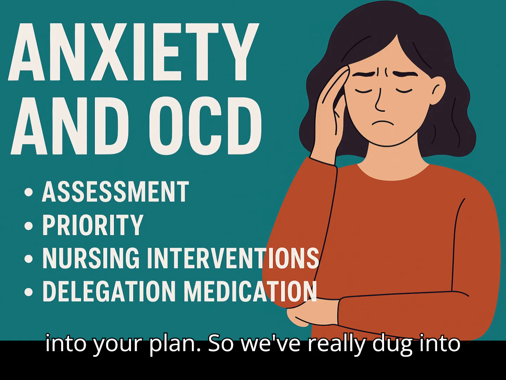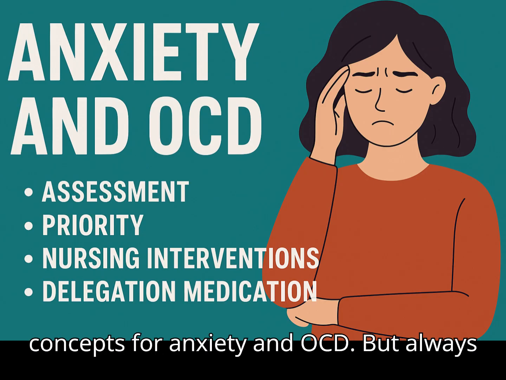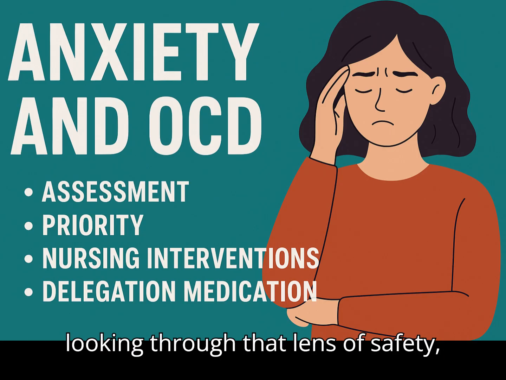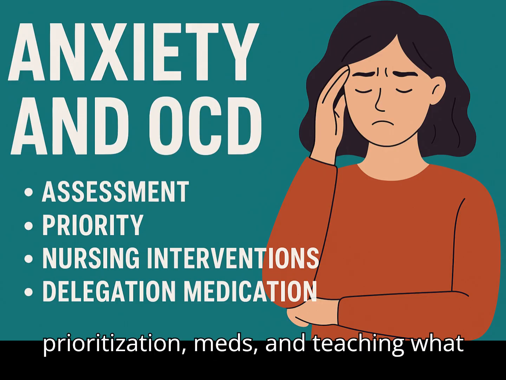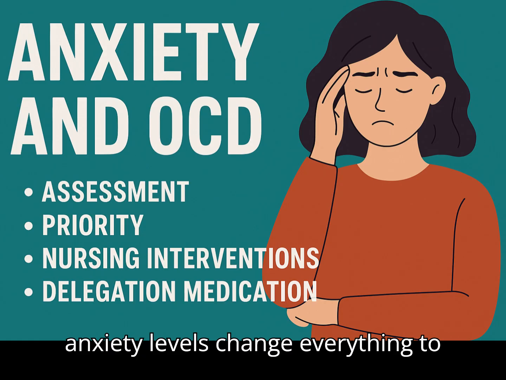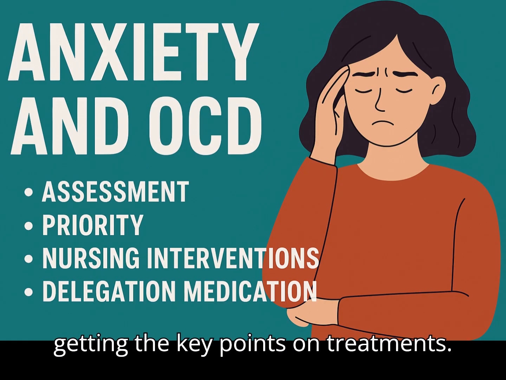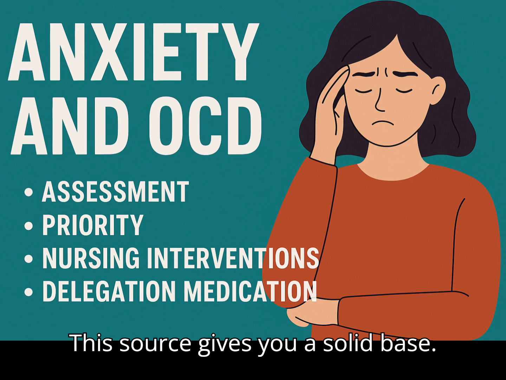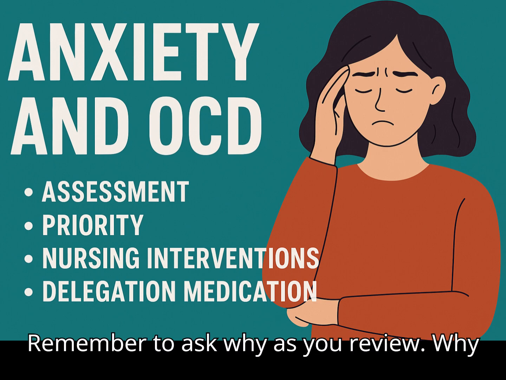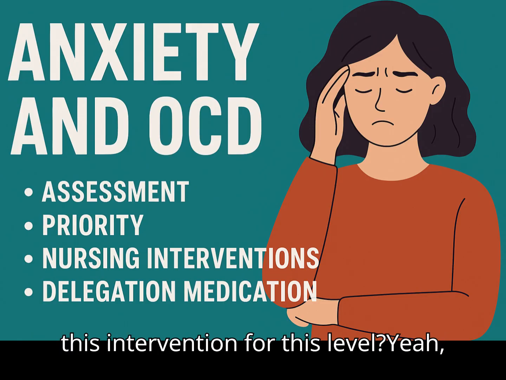So we've really dug into this study guide, pulling out those core concepts for anxiety and OCD, but always looking through that lens of safety, prioritization, meds, and teaching what you need for the exam. From knowing how anxiety levels change everything to spotting maladaptive coping, identifying those critical disorder features, and getting the key points on treatments, this source gives you a solid base. Remember to ask why as you review. Why does this assessment finding matter? Why this intervention for this level?